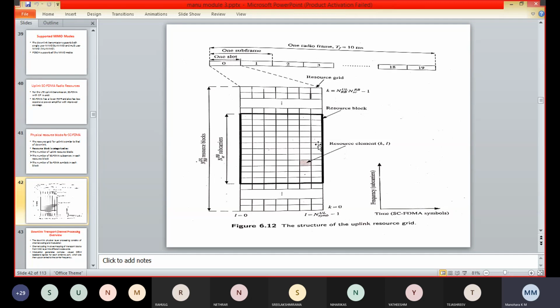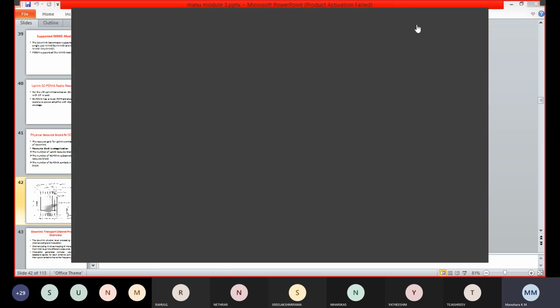So here the number of resource blocks in each resource grid, that is N_RB^UL, depends on the uplink transmission bandwidth which is configured in the cell, and that should satisfy the below condition.